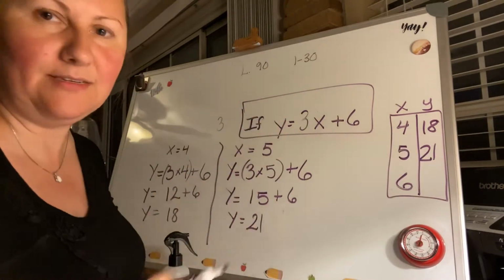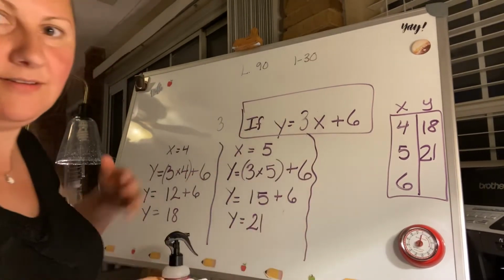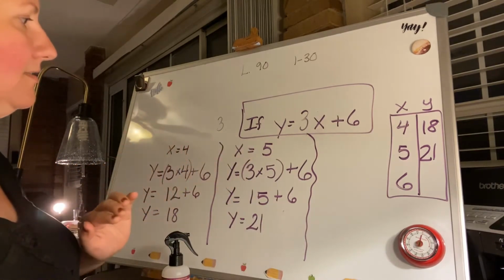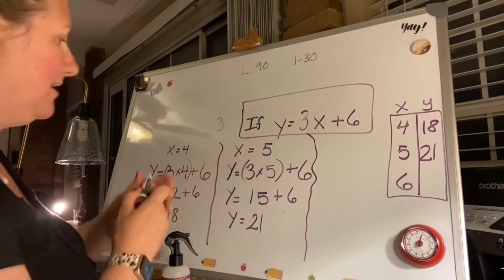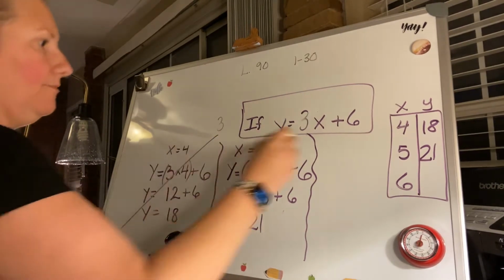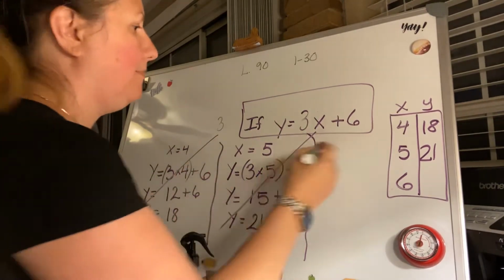So we have a nice little table, a nice little chart. And then we're going to set aside the x is 4, set aside the x is 5. It's like we're done with that. We're done with this. But we need to show it on our paper.